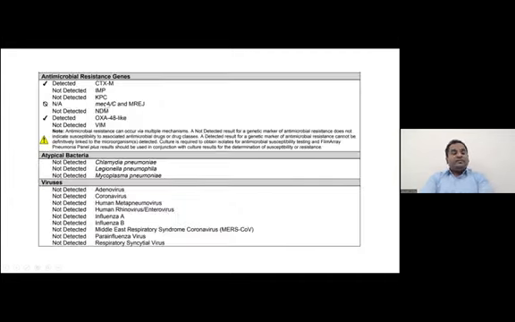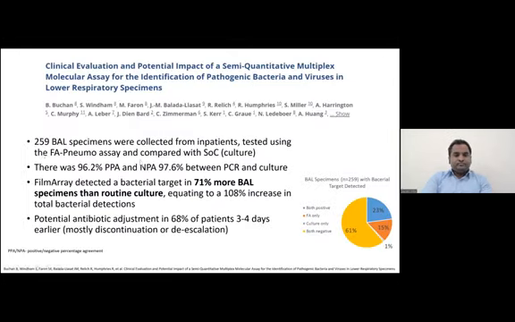One resistance here is for MRSA, which is detected by the mecA and MREJ genes. So if you identify Staphylococcus aureus, then resistance to methicillin can be identified based on mutation in this gene. So this tells you about MRSA as well, along with multiple other resistances, based upon the molecular testing.